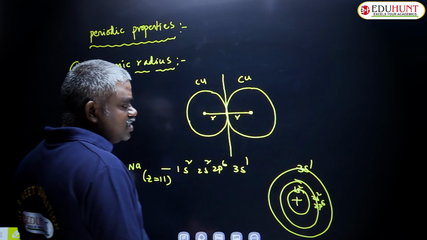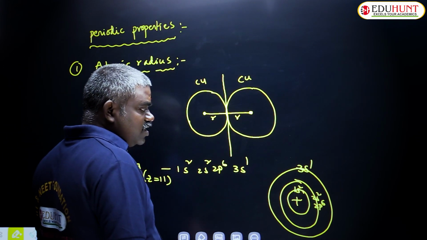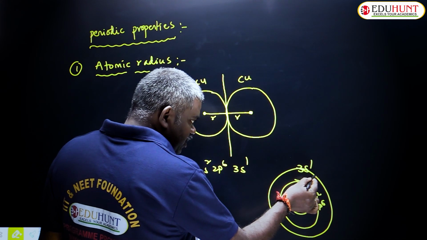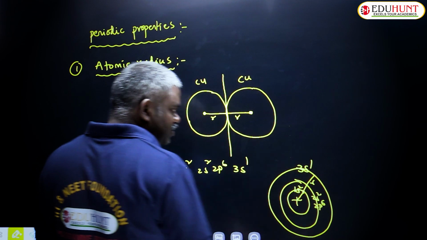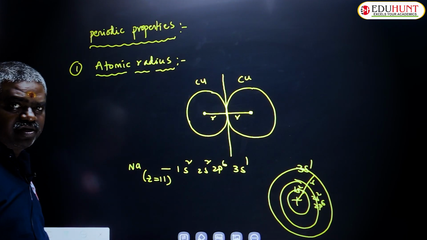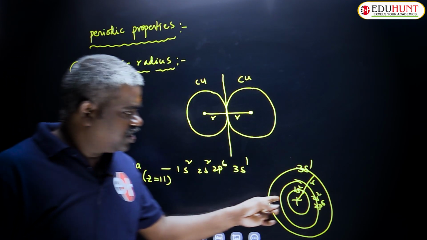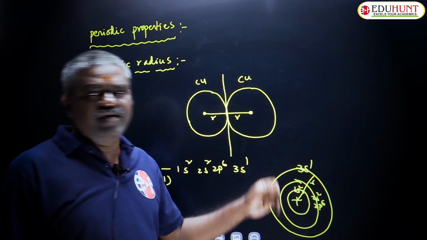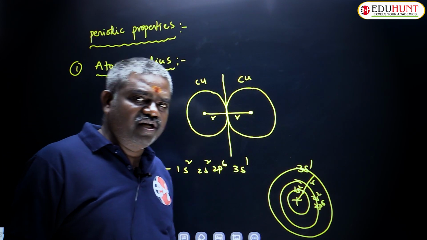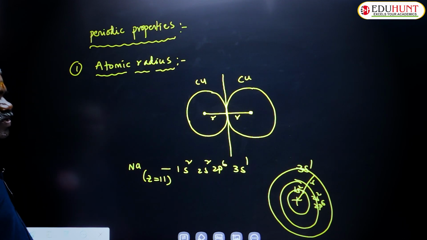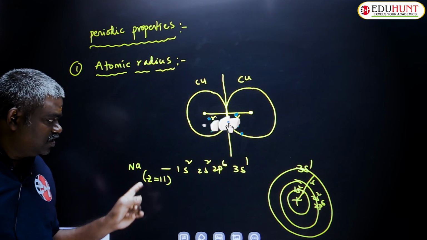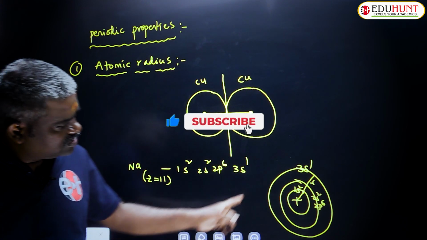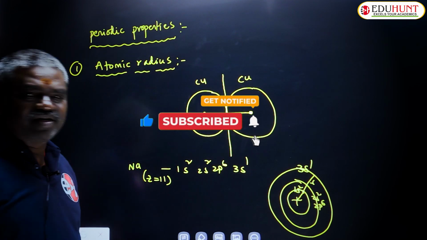What is atomic radius for sodium metal? It is exactly the distance between the center of the nucleus and the valence shell of the atom. This is known as atomic radius. It is the distance between the center of the nucleus and the outermost orbit of an atom. Based on this condition, we can explain the size of an atom. If it is the sodium atomic radius, then the size of sodium is also the same.